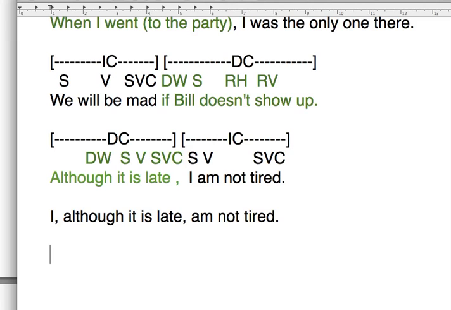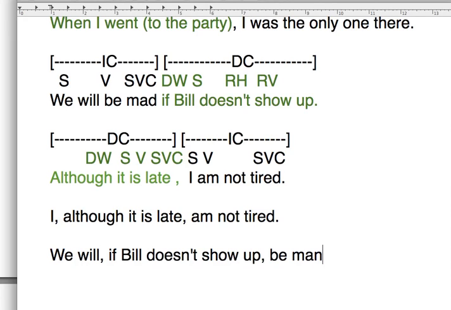Another example, we will, if Bill doesn't show up, be mad. Whoops, mad. In this case, we've got we will, and then the dependent clause stuck in the middle here, comma, if Bill doesn't show up, comma, be mad. Okay, so we've moved that dependent clause into the middle of the sentence. And that's the comma rule surrounding dependent clauses.